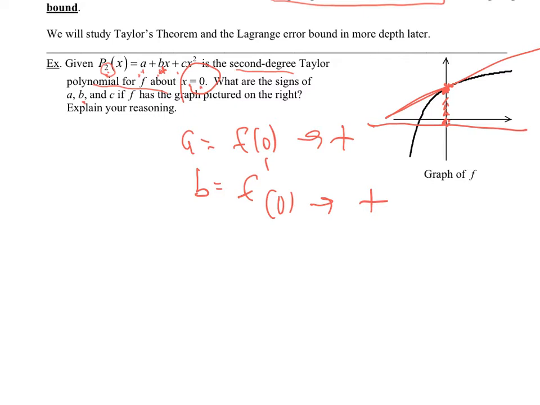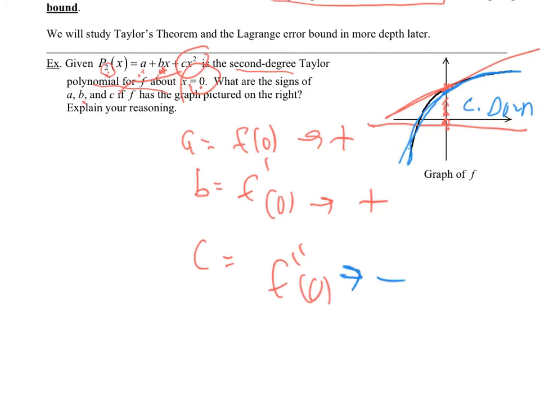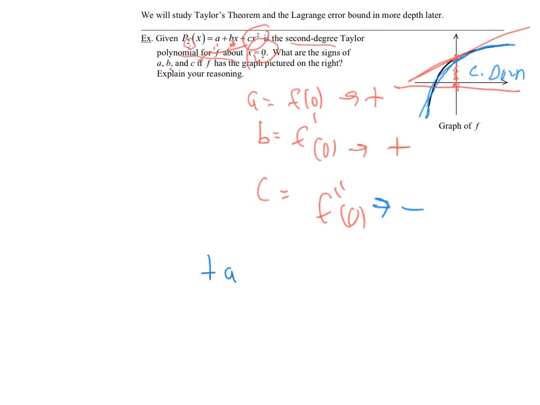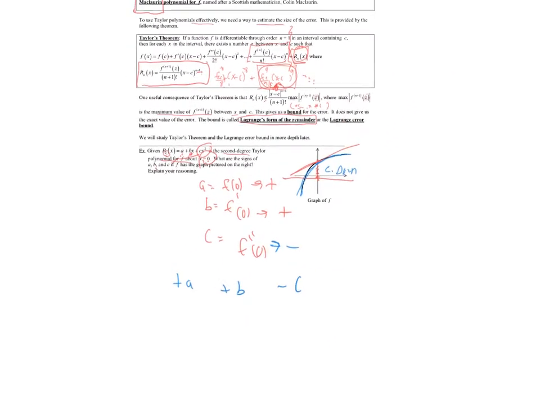C is coming from the squared term. C has to do with the second derivative evaluated at 0. Second derivative has to do with the second derivative test for concavity. That's concave down. So C is probably negative. So I'm going to go with A plus B minus C. Wasn't too mind bending.